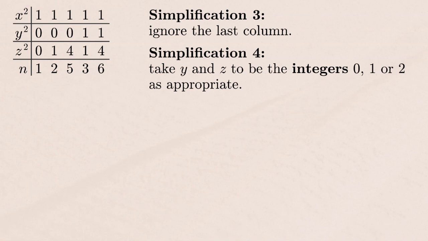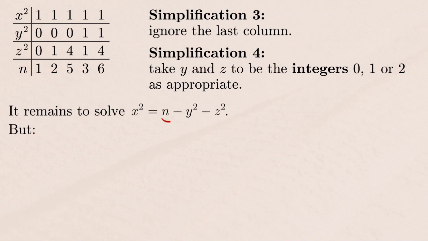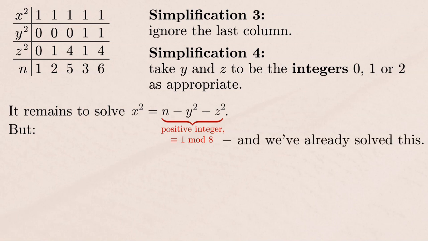With all these simplifications in mind, we're trying to solve the equation x squared equals n minus y squared minus z squared. And depending on the value of n mod 8, we've already fixed the values of y and z. But this right-hand side is still a positive integer, and it's equal to 1 mod 8. And we've already seen that a solution does exist in this case with our earlier lemma.